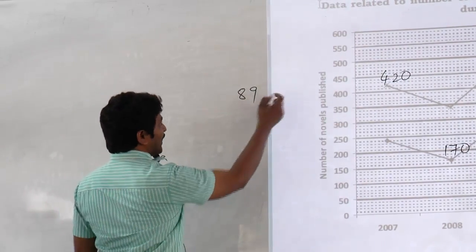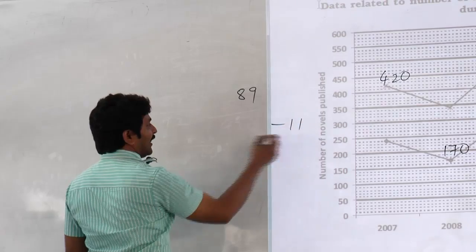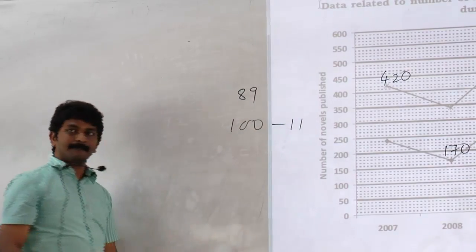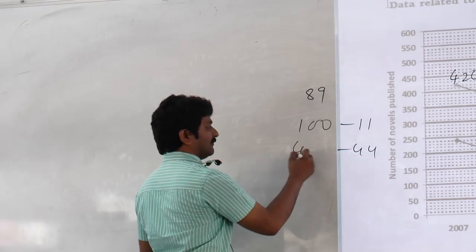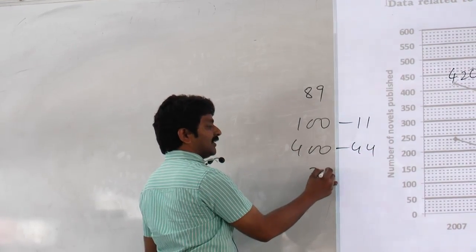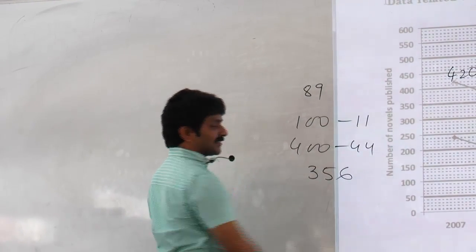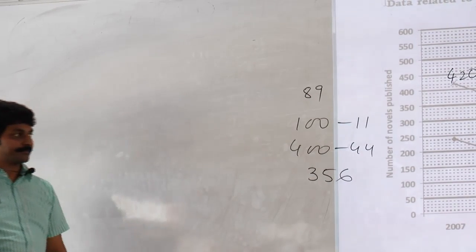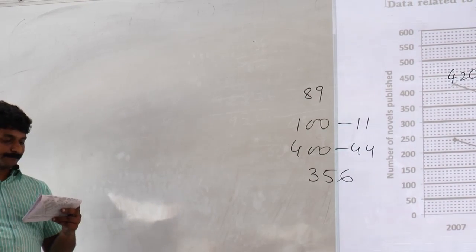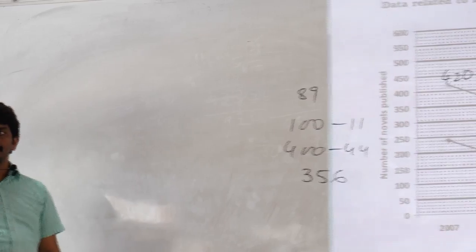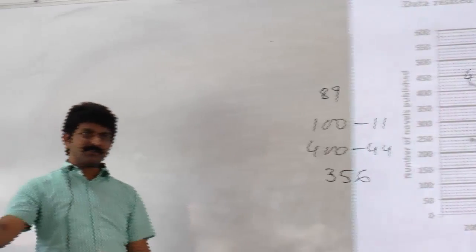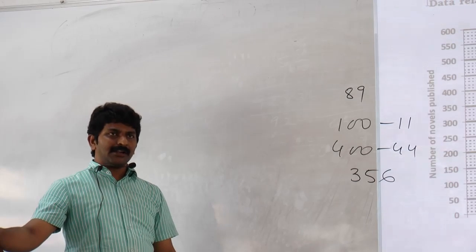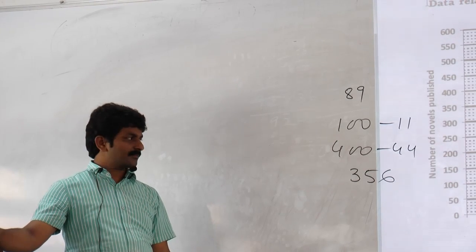I will treat this number as 11 less than 100. 40% will be 44 less than 400. Answer: 356. Yeah, you can treat it as 1 less than 90 also. That will be 4 less than 360. 356.